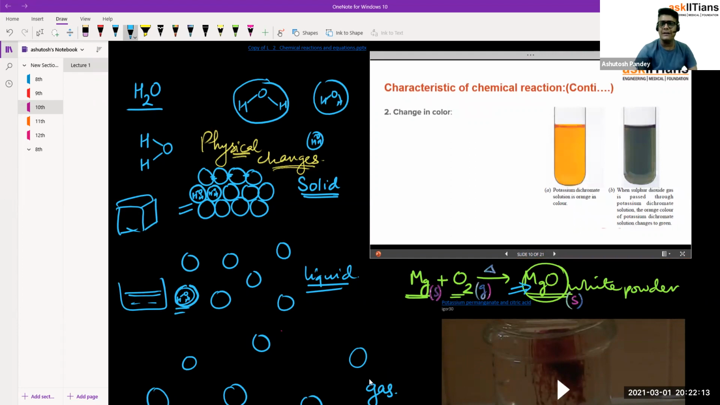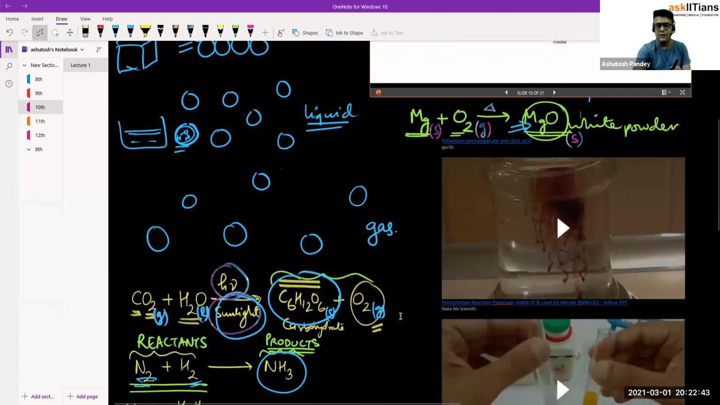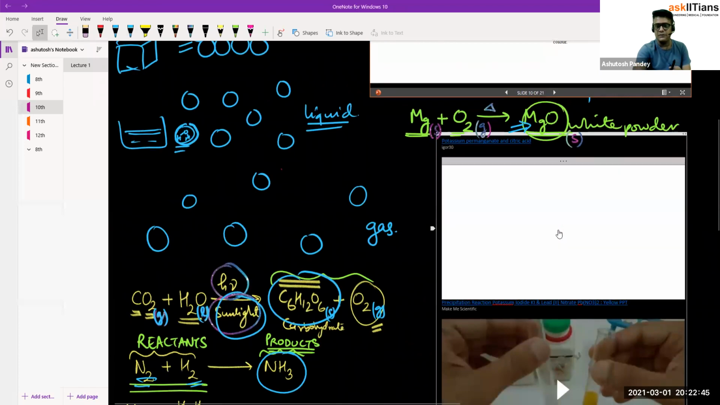Then characteristics of chemical reaction: change in color. Like potassium dichromate solution is orange in color, and when sulfur dioxide is passed through potassium dichromate solution, the orange color changes to green. So let's watch one video where potassium permanganate is reacting with citric acid. So I'm going to play this.